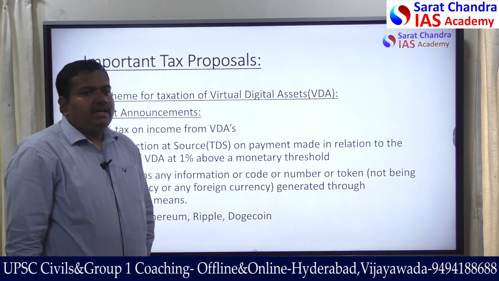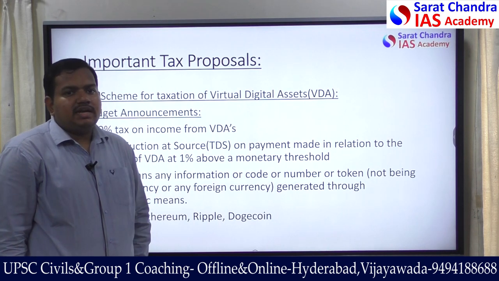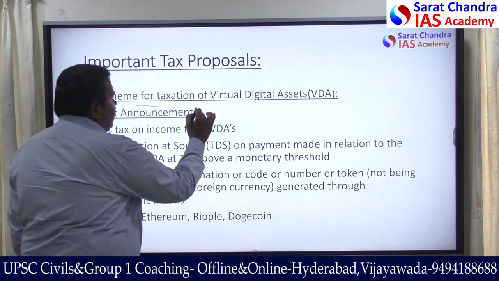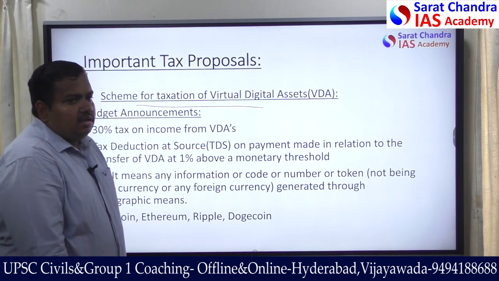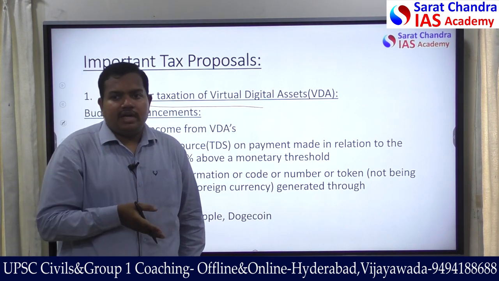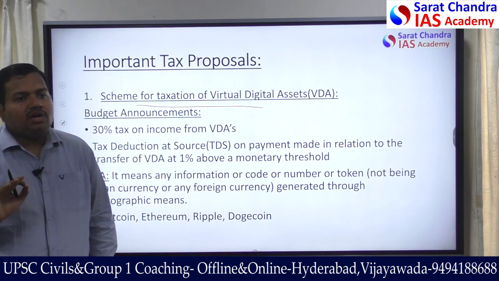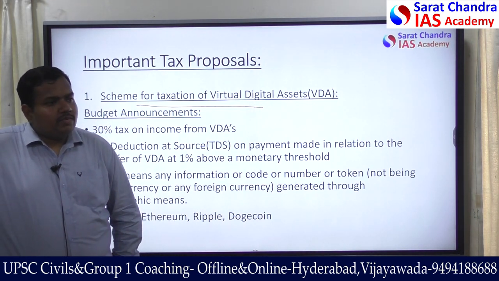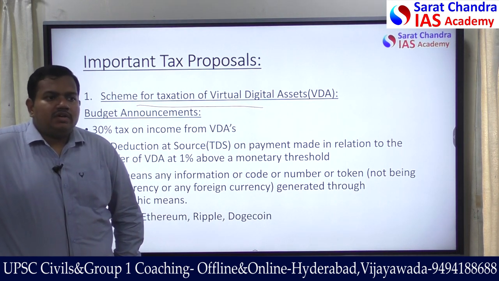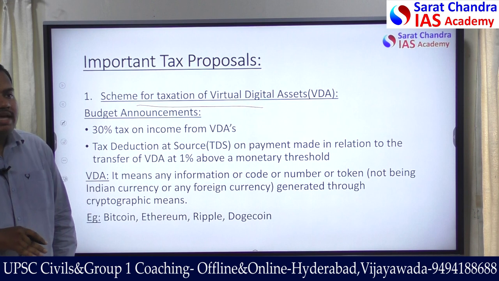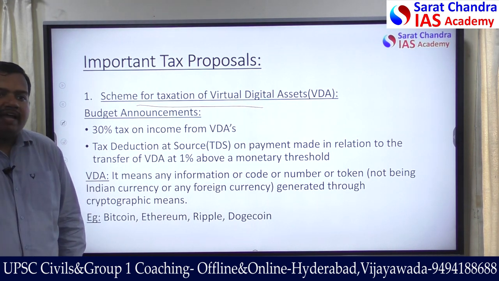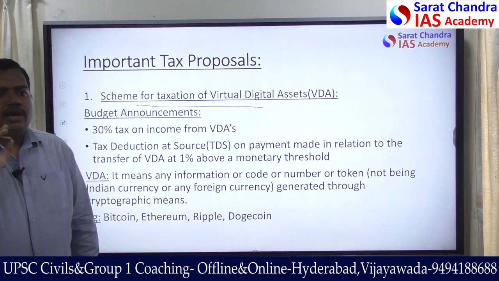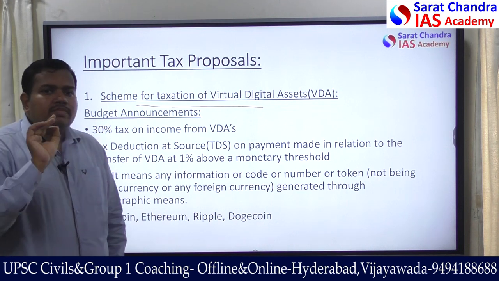Next, the last topic for today: important tax proposals that are actually initiated in the budget. First, the scheme for taxation of virtual digital assets. A virtual digital asset is like a cryptocurrency. Till now, the government actually wanted to ban cryptocurrencies, but because of the order given by the Supreme Court, the government is not able to do it. So instead of banning them, the government is now proposing to impose some tax on them. Now, on virtual digital assets like cryptocurrencies, the government is going to impose taxation.